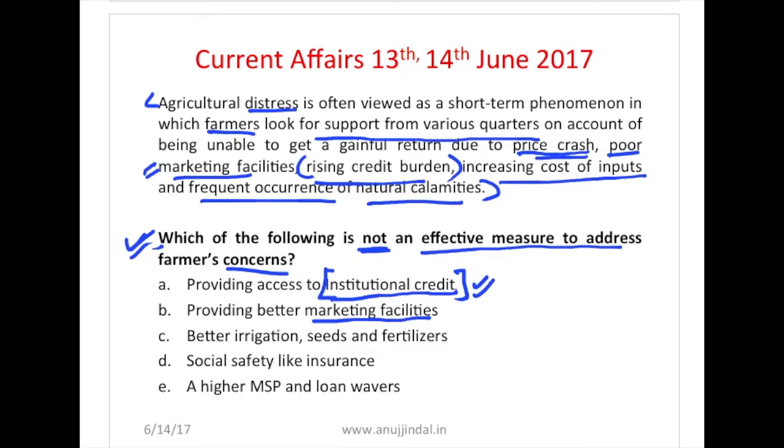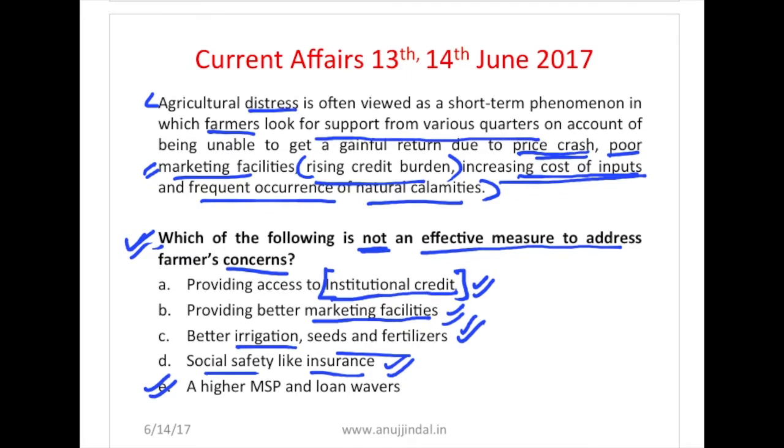Next is providing better marketing facilities. Again, provided in the question itself, so it is also not an answer. Better irrigation, seeds and fertilizers. So rising cost of inputs includes irrigation, seeds and fertilizers. Therefore this is also correct. It's not an answer. Social safety like insurance. So whenever there are frequent occurrences like natural calamities, insurance provides support to farmers and takes them out of agricultural distress, and therefore this is also not an answer. So the answer is E.